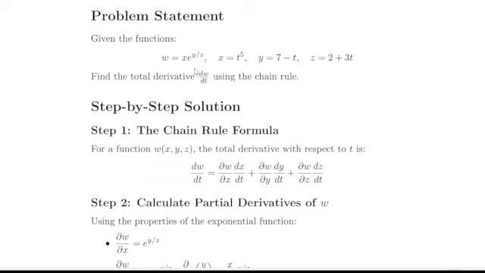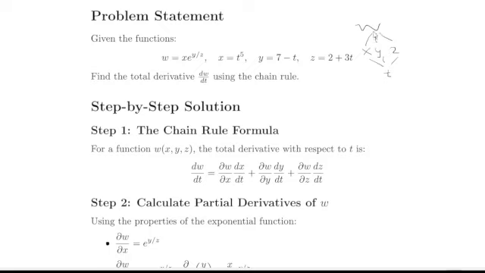Given the functions w equals x times e to the y over z, x equals t to the fifth, y equals 7 minus t, z equals 2 plus 3t, we want to find the total derivative dw over dt using the chain rule. So let's draw the tree diagram. We have w on the top, depending on x, y, and z, and then those all depending on t. So if we want to find dw over dt, we're going to take three different paths to get there.